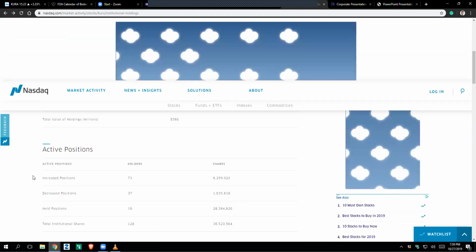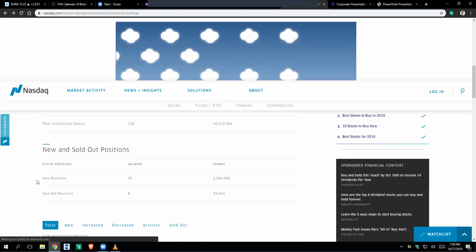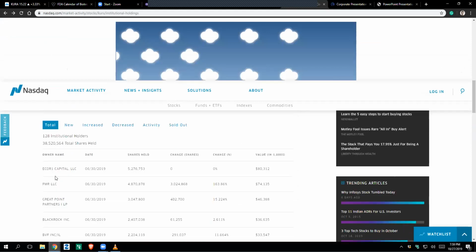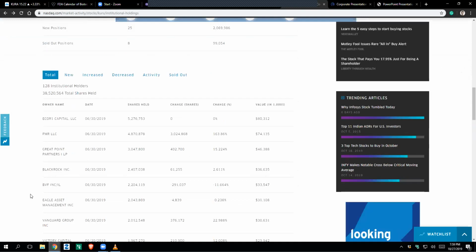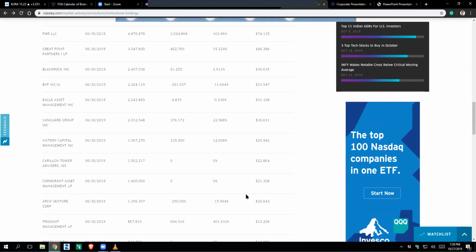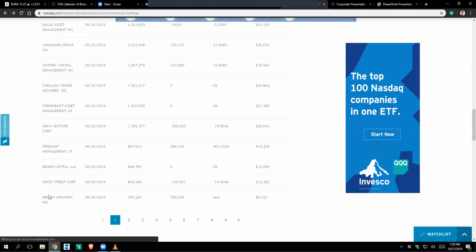Cura Oncology institutional holding. Let's see this. EcoR1, 80 million. EcoR1 is a good one to follow. This is BVF, Biotechnology Value Fund. They are a Europe-based biotech fund, 33 million. Cormorant, 21 million.